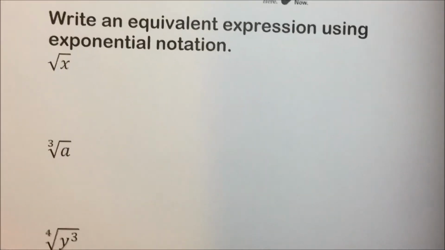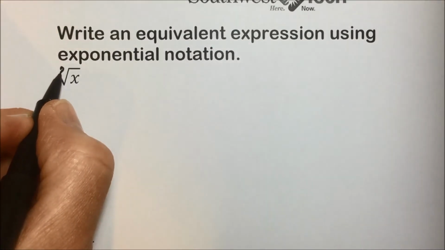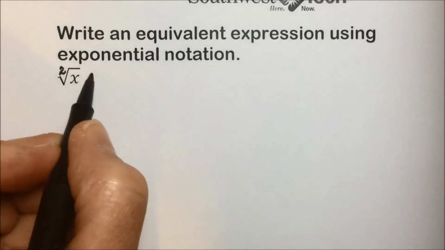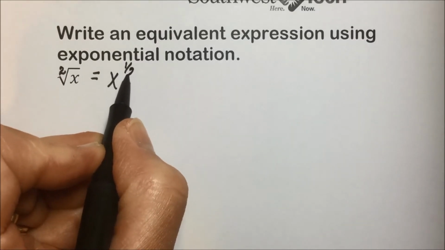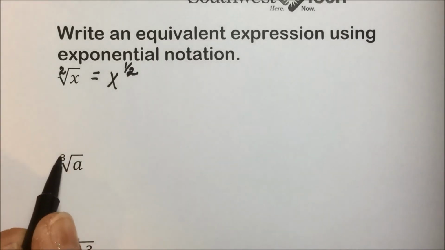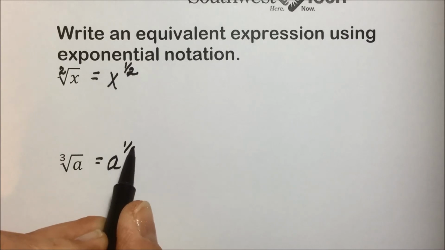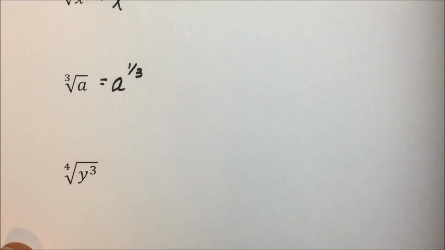Then, going the other direction, these problems are asking us to write an equivalent expression using exponential notation. What is the index on this first problem? The implied or assumed index is 2, the square root, so this equivalently would be x to the 1/2 power. The cube root of a would be a to the 1/3 power, using the index as the denominator.